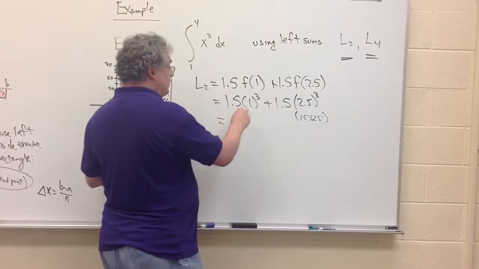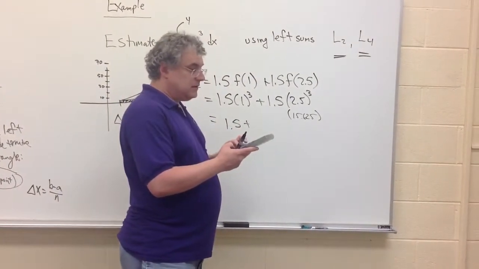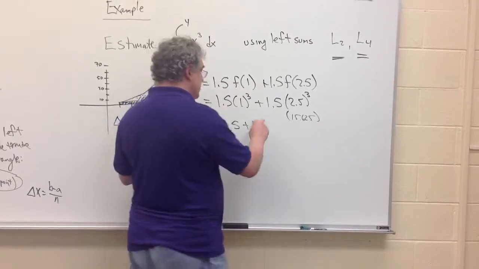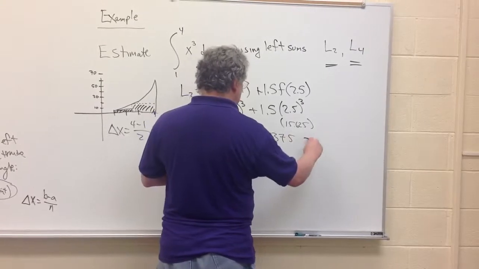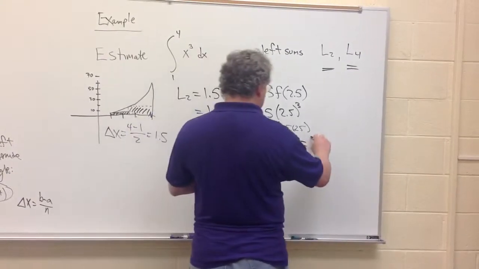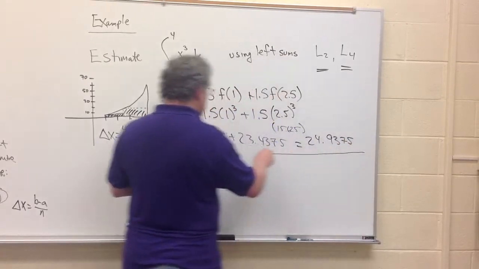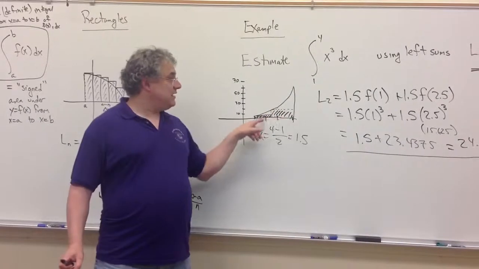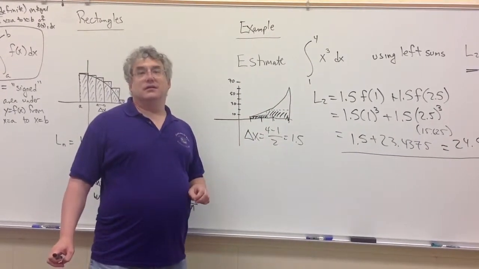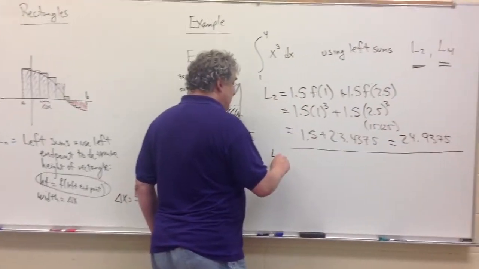So what do I get total? Well, that's 1.5, and that's 23.4375. So ultimately, I get 24.9375. And as we said, just looking at that, it's an underestimate. Now, one way we can do better, let's try L4.